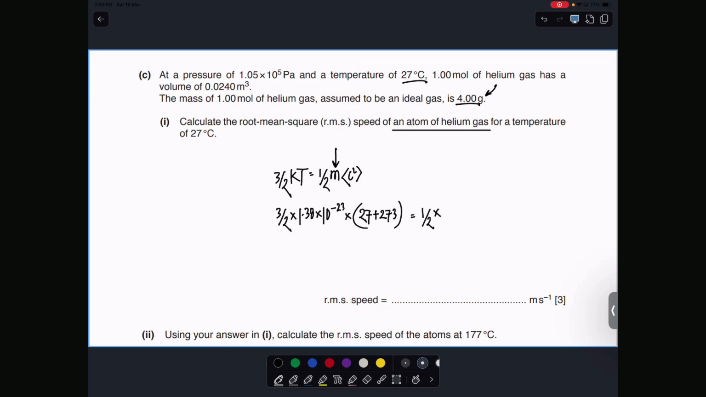Yes, mass by molar mass into. Yes. Mass by molar mass into Avogadro's constant will give you the number of particles. I'm looking for a mass of one particle.